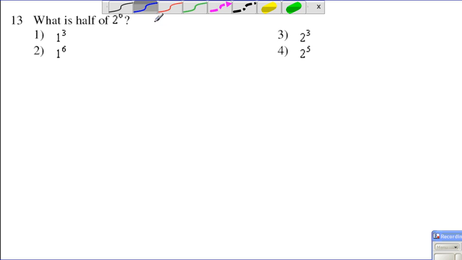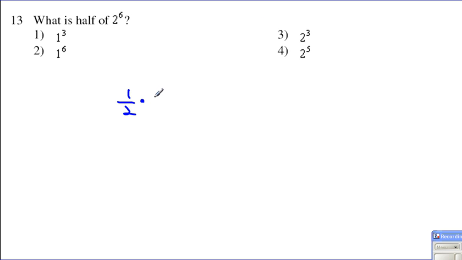Half. Half means 1 over 2. Of means multiplying, and then 2 to the 6th power. Now here, this is basically the same as 2 to the 6th power over 2 to the first. In this case, what we end up doing is we subtract the exponents, so therefore 2 to the 5th power will be our answer.